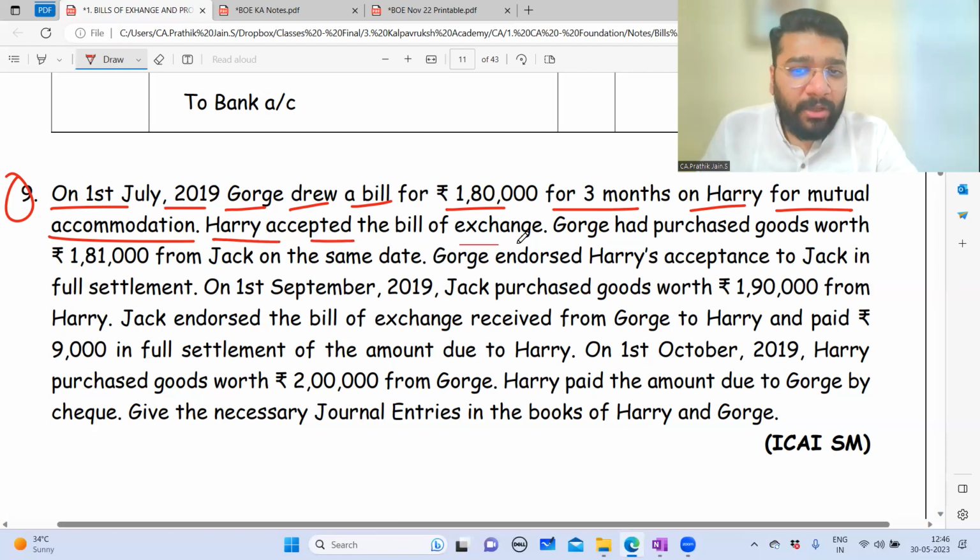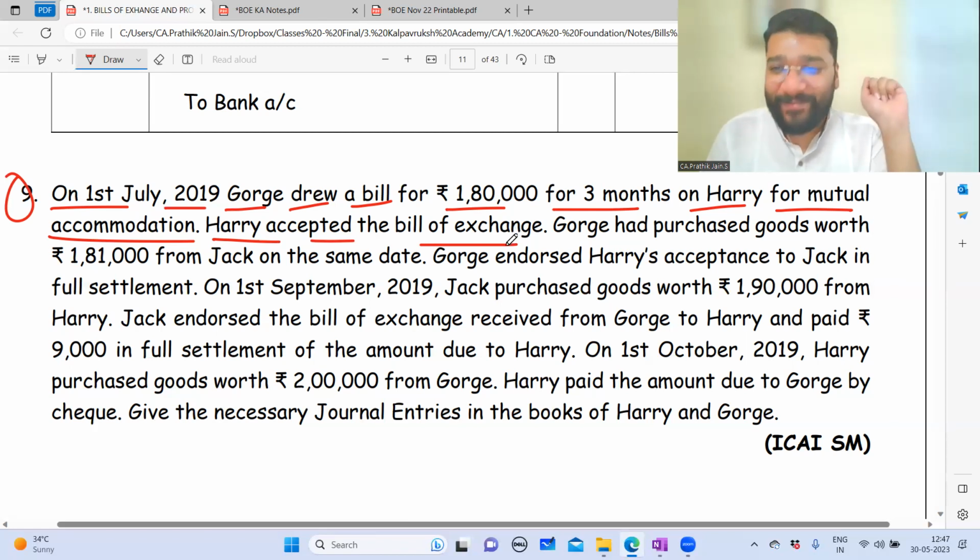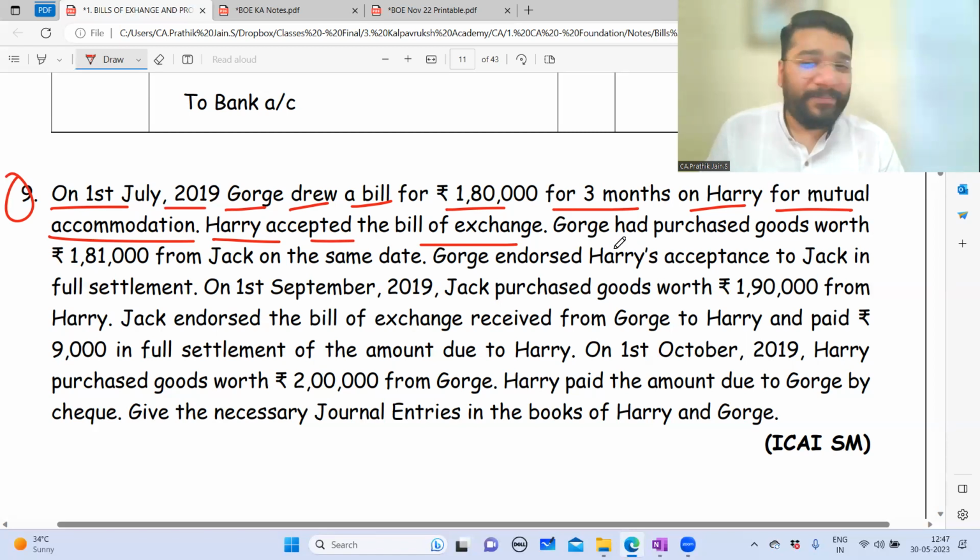Harry accepted the bill of exchange. Till this, no problem. Till this, everything is perfectly happening in our life. From here, something is going to happen which is going to damage our life. Like that, you will think. But I will come as a protector and as a savior and help you out. Listen to this very carefully.